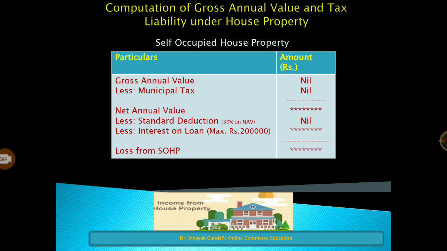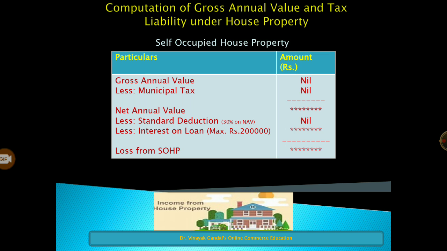Okay. Then we are going to learn about determination or computation of gross annual value and tax liability under house property. As earlier I told, the procedure of tax determination under each type of house property is different. So first of all, we have to learn the procedure of tax determination in the case of self-occupied house property. So first of all, we have to consider gross annual value. And as you know, gross annual value is always nil. So normally the municipal taxes paid is deducted from gross annual value.